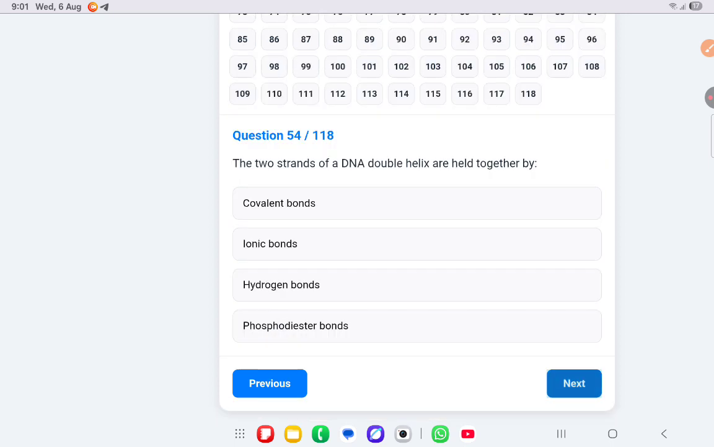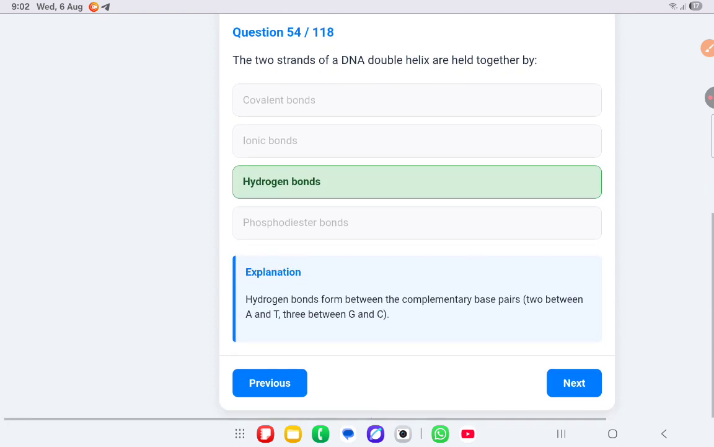Next question, the two strands of DNA double helix are held together by hydrogen bonds. Hydrogen bonds form between the complementary base pairs, that means 2 between adenine and thymine, 3 between G and C.